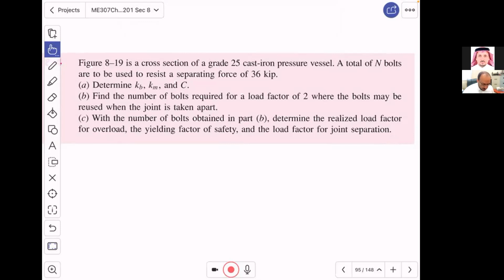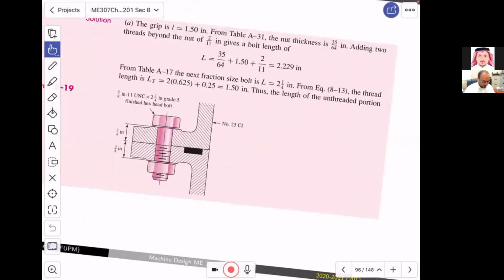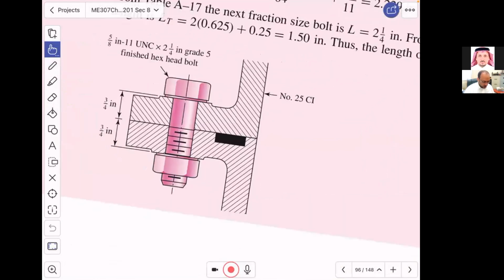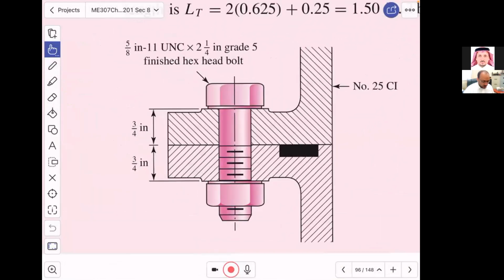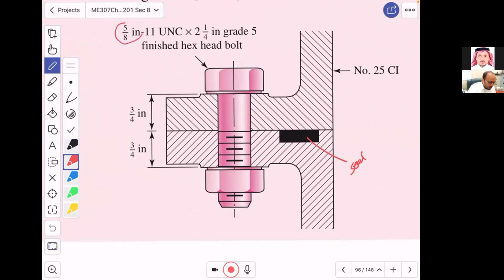Now, as for the joint itself, this is it. Let me zoom in again over here. So what do you see here? You see a cast iron, shabab, and this is a seal. What we have here is 5/8 inch, that's the diameter. Then we have 11, that's N, the capital N, the number of threads per inch.